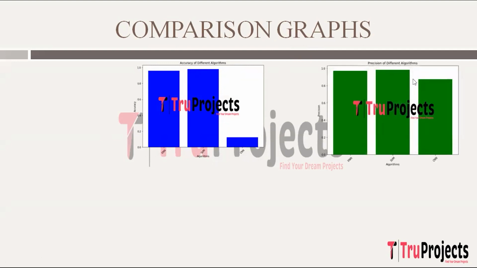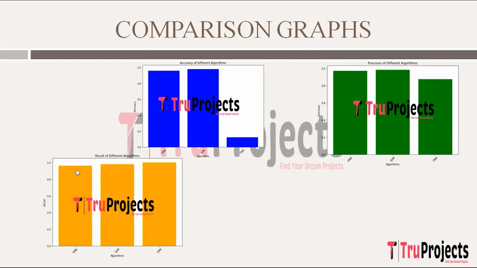This is precision scores comparison graph. In this graph on x-axis, I have algorithm names and on y-axis I have precision scores. Precision measures the accuracy of positive predictions, indicating how many predicted positives were actually correct. This is recall scores comparison graph. In this graph on x-axis, I have algorithm names and on y-axis I have recall scores. Recall measures the ability to identify all relevant instances, showing how many actual positives were correctly predicted.